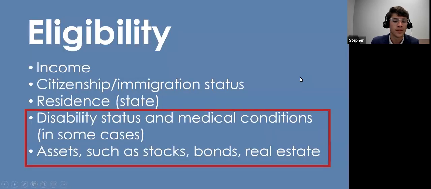Additionally, the Medicaid program looks at assets such as stocks, bonds, and real estate. However, there are some exemptions for some assets, including a person's primary residence. Finally, for the purposes of reporting, federal reimbursements, and administration, Medicaid beneficiaries are enrolled in different categories of Medicaid based on specific characteristics, which I will discuss now.